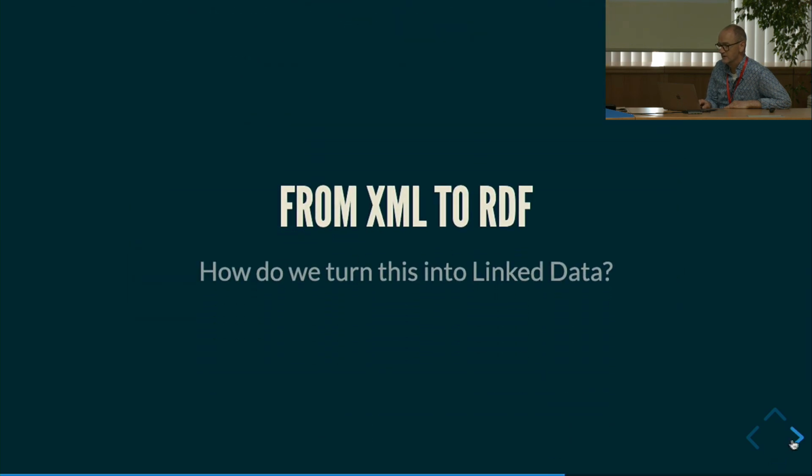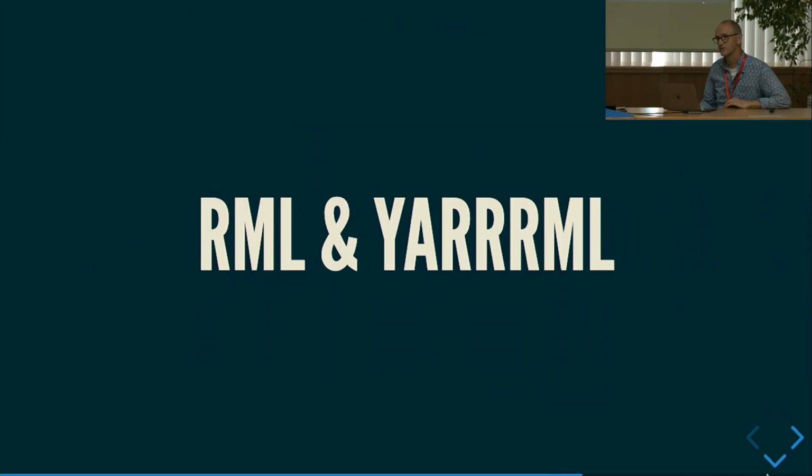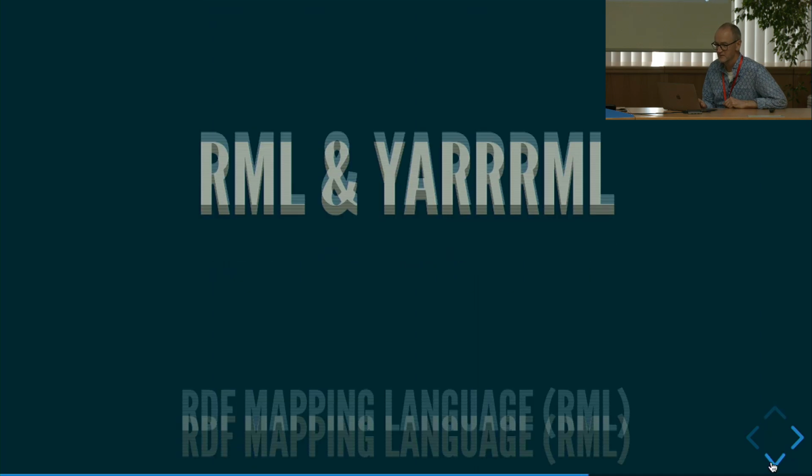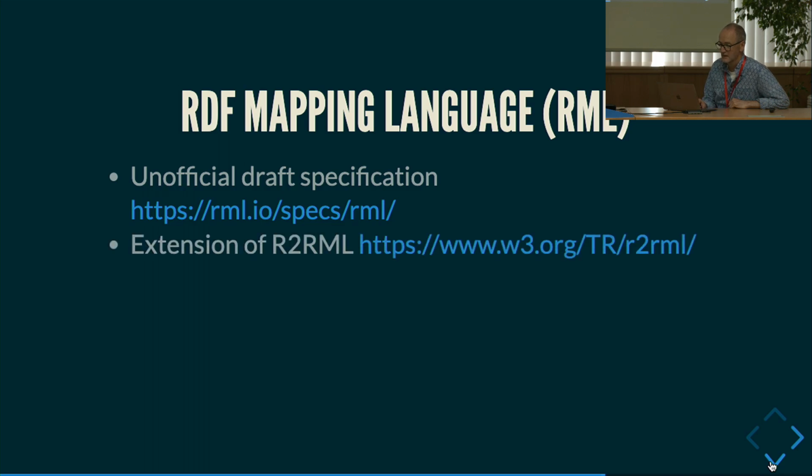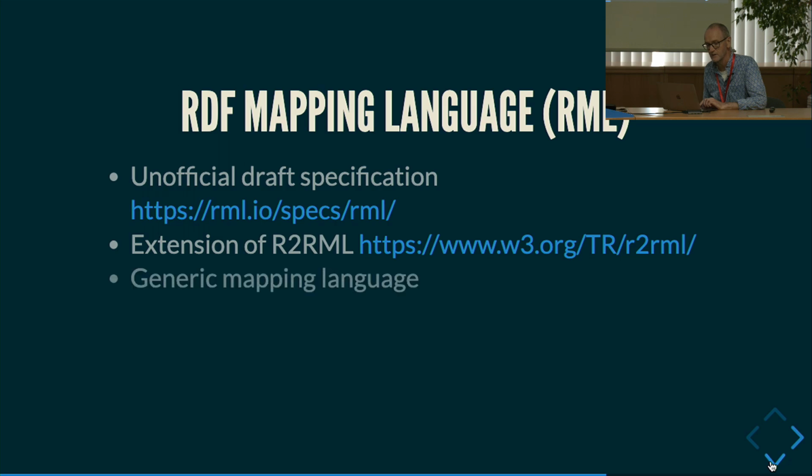So how do we turn this into linked data? Okay, so this is where RML and YARRRML come in. The RDF Mapping Language, RML, is an unofficial draft specification, but it's an extension of R2RML, which has been a W3C recommendation since about 2012. And R2RML is, if you're not familiar with it, for extracting RDF from relational databases.